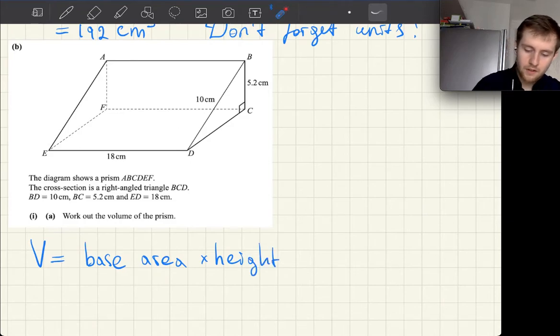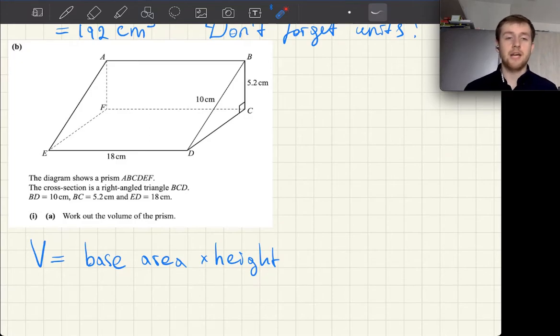So in this case, this is the base. It's a little bit confusing because normally the base is on the bottom, but basically the base is whatever the prism is named after. So this is a triangular prism, so the base of this prism is going to be a triangle, as you can see. How do you find the base area? Well, actually some things are missing in this case.